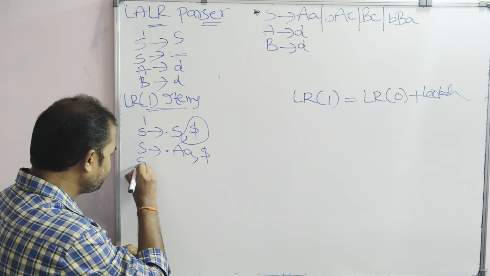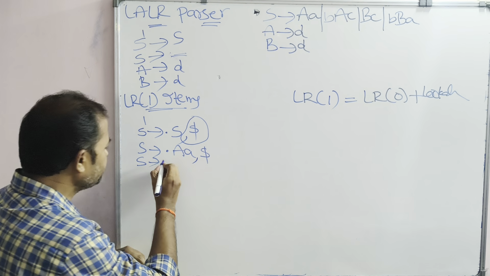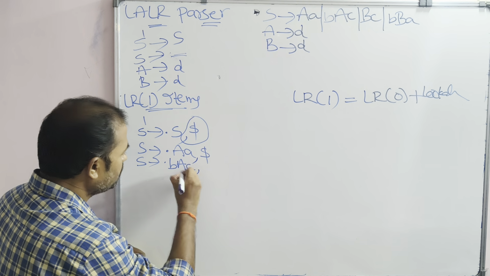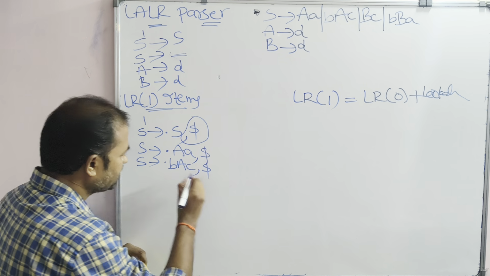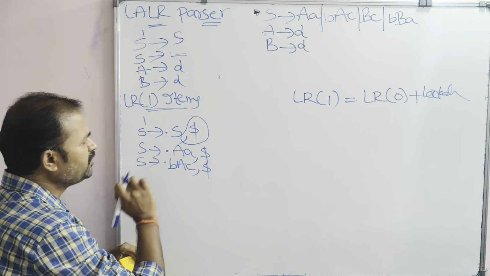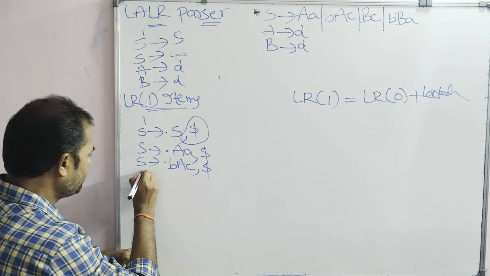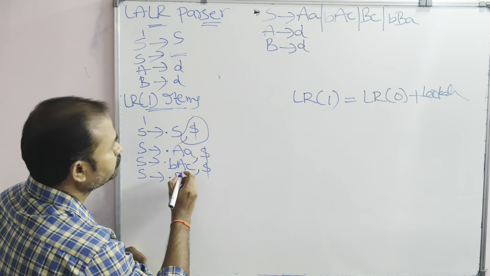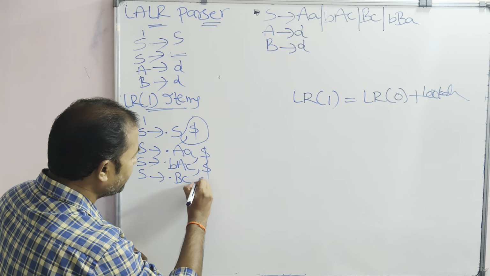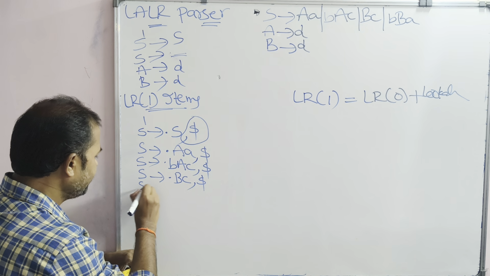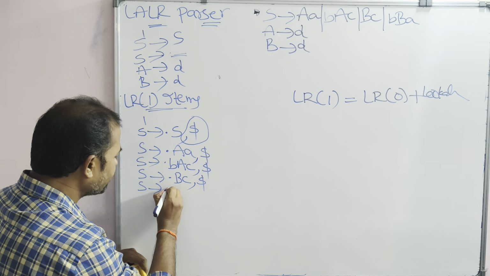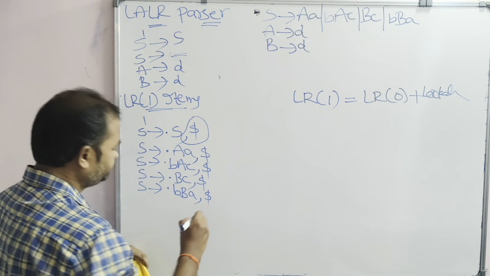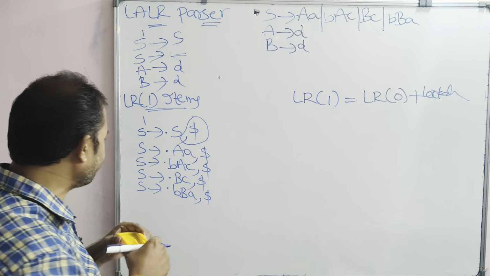Next, S produces, what is the next production? BAC. So dot BAC, look ahead is $. For all the productions of S, look ahead is $. Next, S produces dot BC, look ahead is $. Next, S produces dot BBA, look ahead is $. So all the productions of S are written.